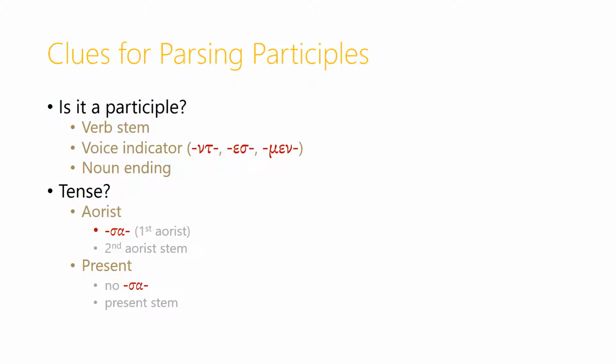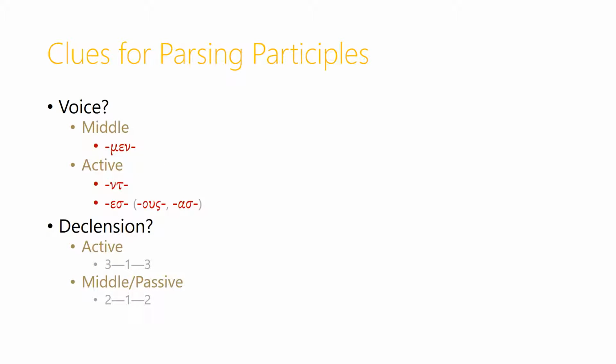If it's present, on the other hand, you're going to have no sa, no sigma tense marker or alpha connecting vowel, and we're going to be using the present stem. What about voice? Well, if we have men, then it's going to be middle, or if it's present, it could also be passive. If it's active, we're going to see either nu tau or some version of that sigma feminine active voice marker.